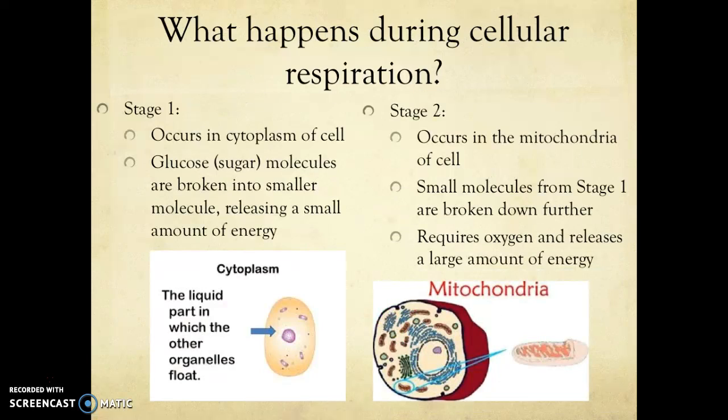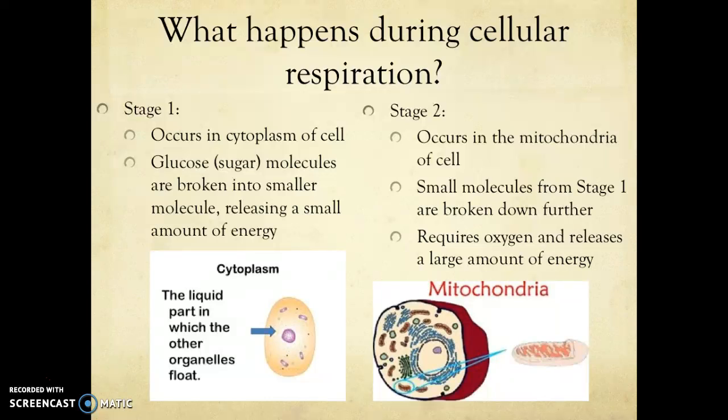Alright, so what happens during cellular respiration? Just like photosynthesis, it occurs in two stages. So the first part of cellular respiration occurs in the cytoplasm of the cell.